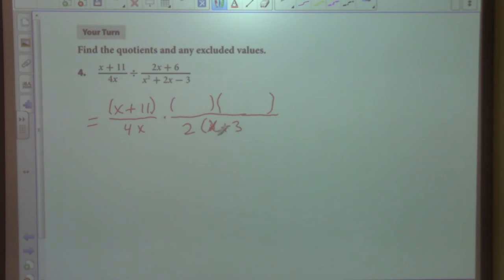No, it makes sense to me. Okay, good. So what's going to be our factored form of this thing here? x plus minus. Plus minus.